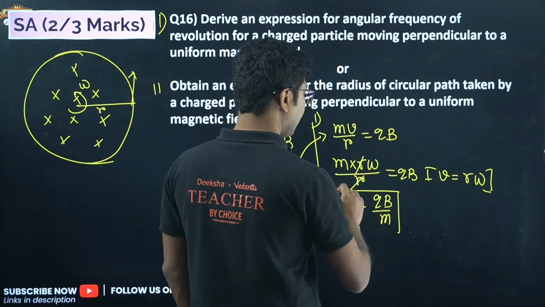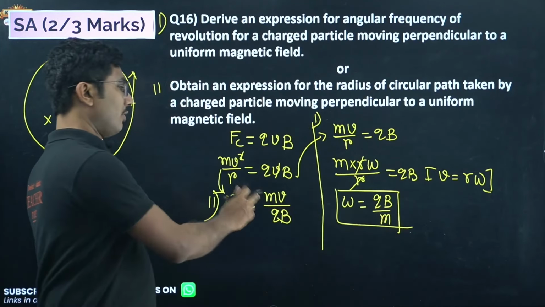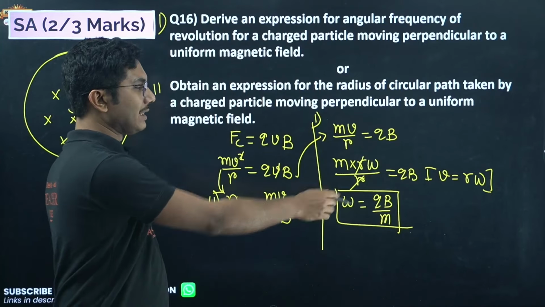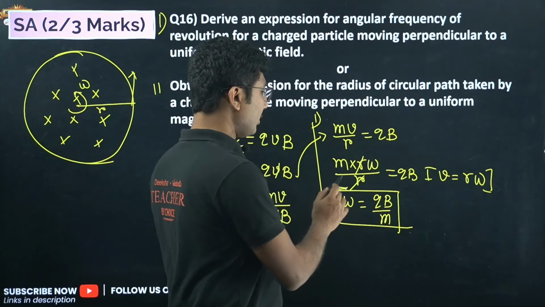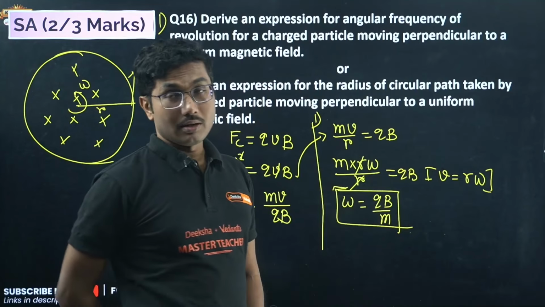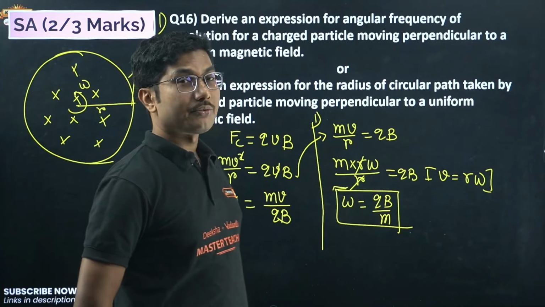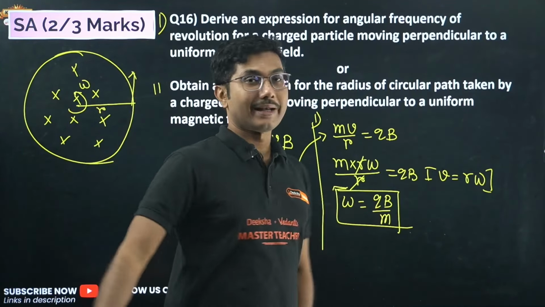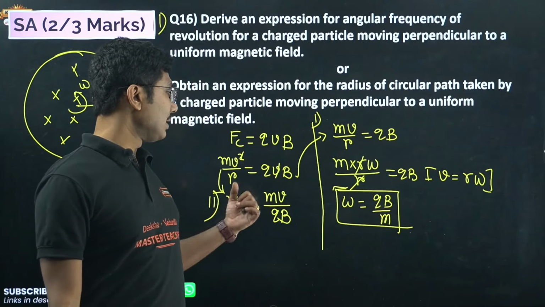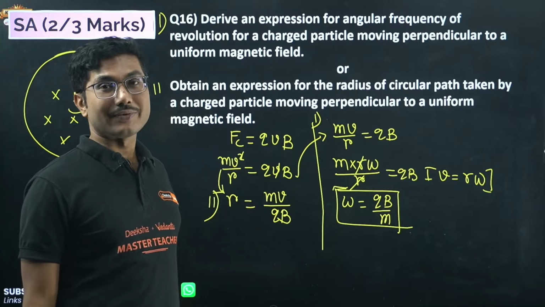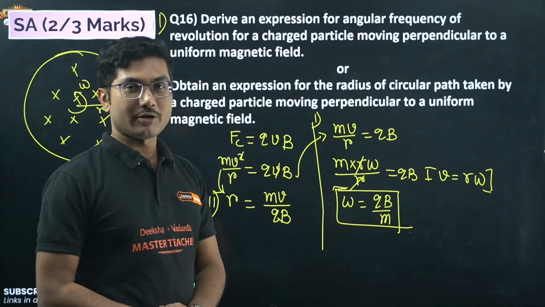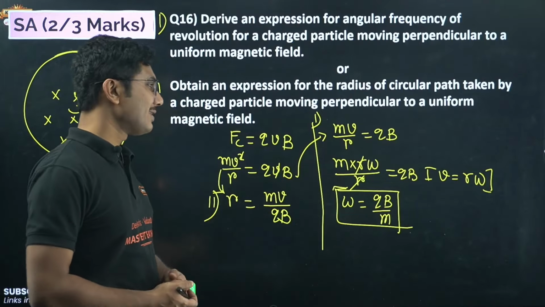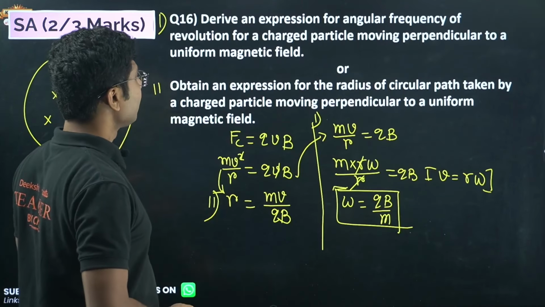So as you can see, radius depends on velocity v, but omega is independent of velocity v. Omega only depends on the mass of the charge, the amount of charge, as well as the magnetic field. Whereas radius depends on mass, charge, magnetic field, as well as velocity. Angular velocity or angular frequency is independent of linear velocity. Very interesting, right? Let's move on.